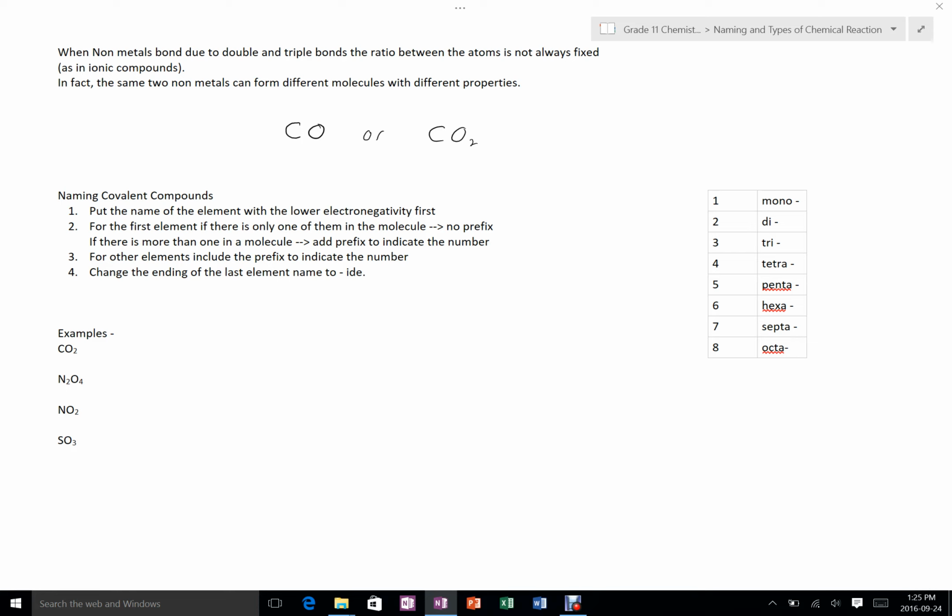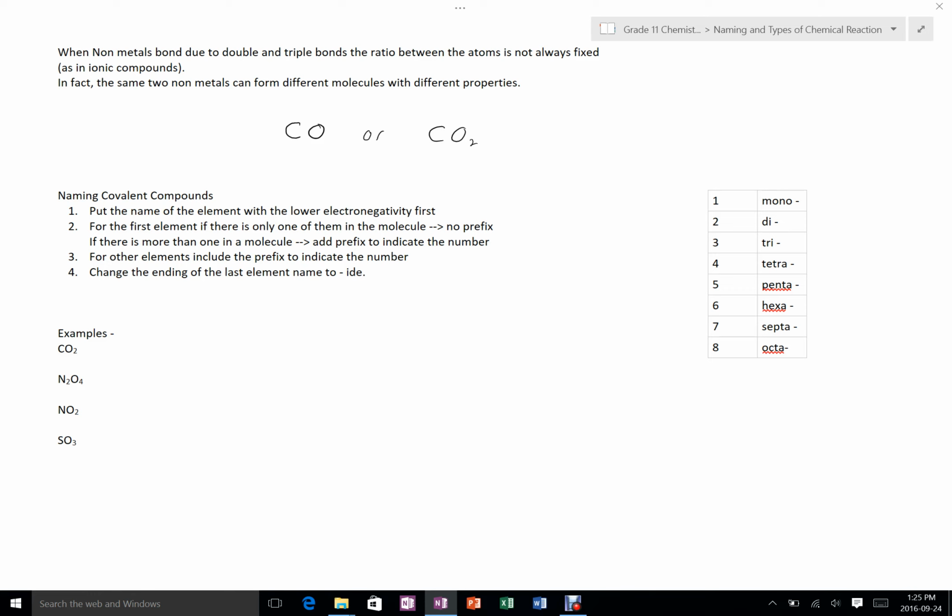So for example, here we would call this carbon monoxide. We wouldn't call it monocarbon because it's the first one. We don't include the mono if there's only one. However, if there's 2, 3, 4, whatever else there might be, we then do have to include it. For the other elements in the compound, we always indicate the number of them with the prefix, regardless of whether or not it's one. And then finally, for the last element, we change the end of the name to IDE.